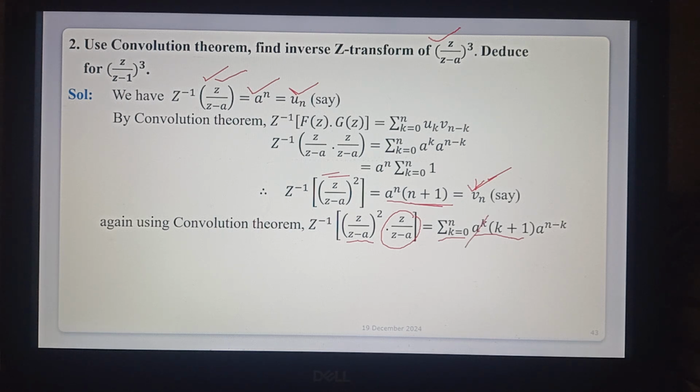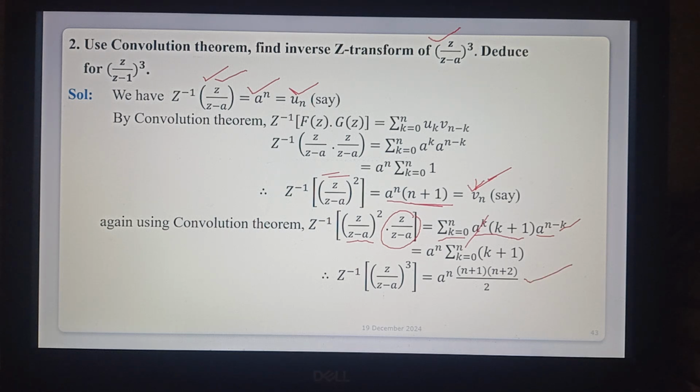So here a power k is cancelled, so remaining a power n, which is the common term. So a power n into summation k is equal to 0 to n of k plus 1. Substituting k is equal to 0, k is equal to 1, up to so on n, that is the sum of n plus 1 terms. It starts from 0, so we get 1 plus 2 plus 3 plus up to so on n plus 1. The sum of n terms means n into n plus 1 by 2. Here the sum of n plus 1 terms means n plus 1 into n plus 2 by 2. So this is the required value.